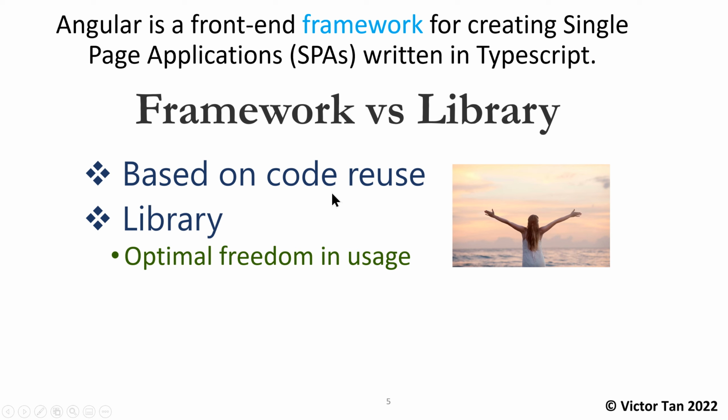Libraries allow you complete freedom in how you design the application and how you use the library modules or the library functions. So you can call the functions in any way, at any point in the application, in any style you want, as long as you conform to the API requirements of the library. So total freedom, any way you want. And as I said, the most popular example of a JavaScript library is jQuery.